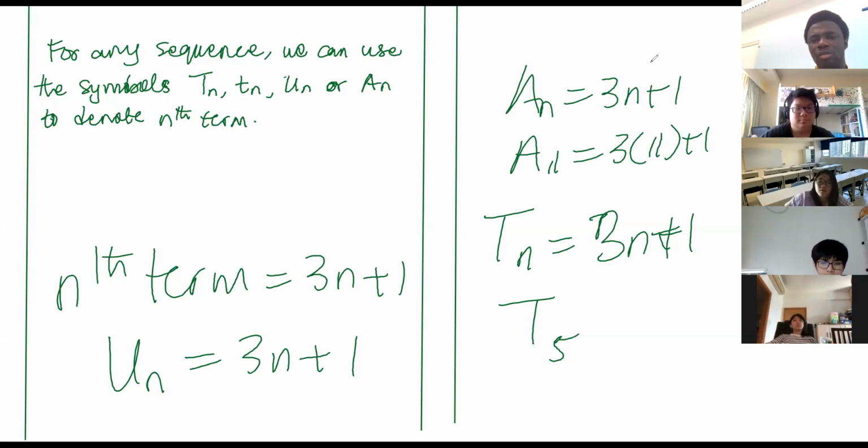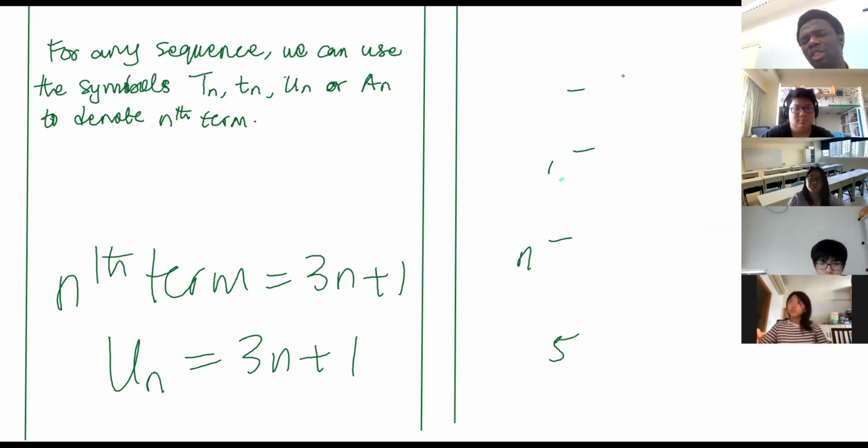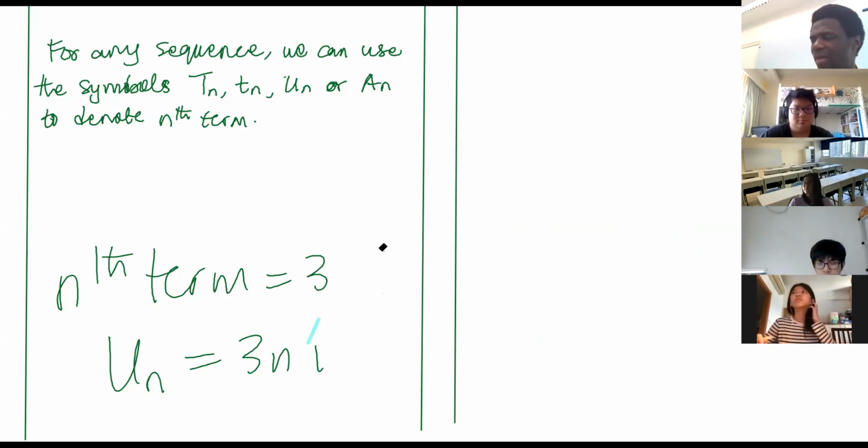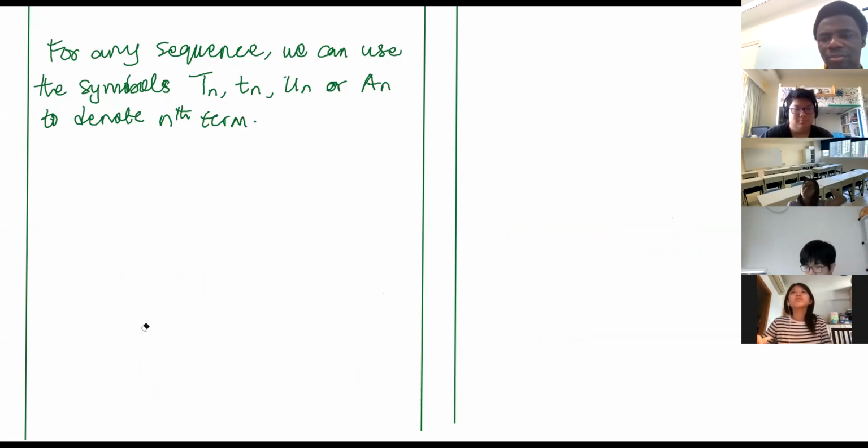So these are just symbols that you might find in books and questions. Maybe you are trying to solve some IB question next year. So don't be surprised. Oh, what is Tn? What is An? Oh, in our class we did Un. So what does An mean? What does Tn mean? It's the same thing, it's just notation. That's the point I'm trying to make here.